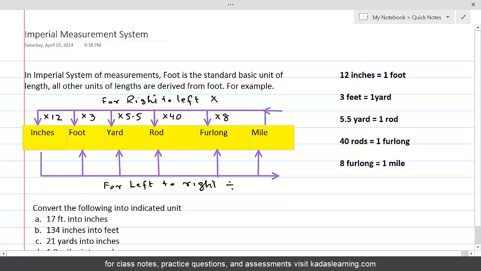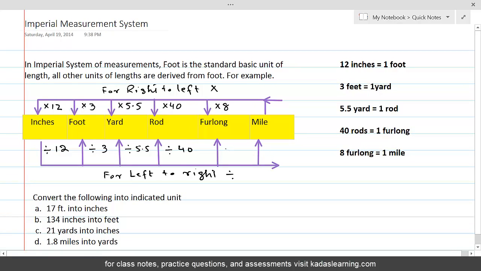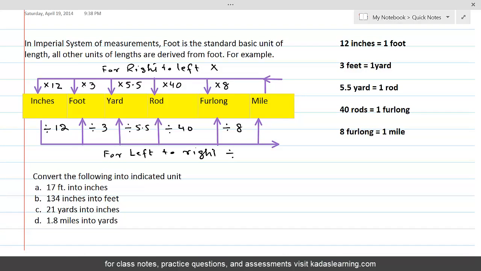Therefore, if we want to convert 1 inch to a foot, we will divide by 12. And similarly, this time we will divide by 3. This time we will divide by 5.5. This time we will divide by 40. And while converting furlongs into miles, we will divide by 8. This is the table of conversion which we can use to convert one unit into another unit. Let's do these questions to better understand conversion of units within the imperial measurement system.